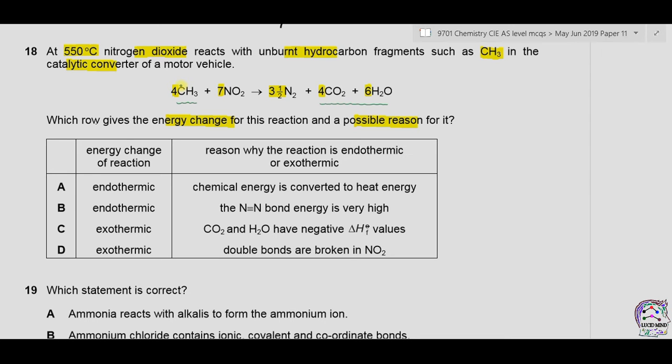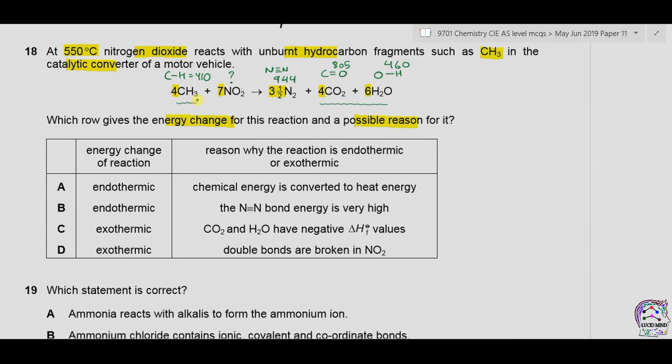So for the carbon hydrogen bond the bond energy is 410 from the data booklet. For nitrogen oxygen the bond energy is not given. For nitrogen triple bond nitrogen, the bond energy is 944 kilojoules per mole. For carbon double bond oxygen, the bond energy is 805 kilojoules per mole. For the bond energy of oxygen hydrogen, it is 460 as given in the data booklet.